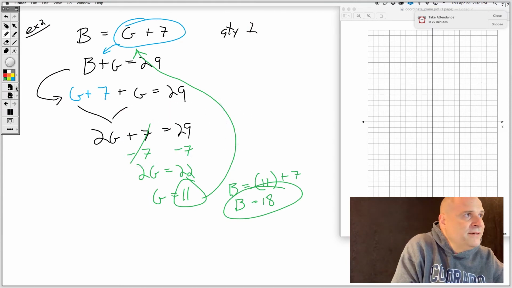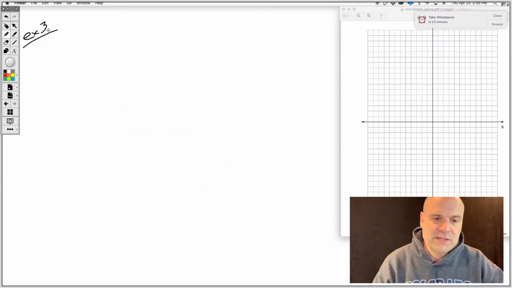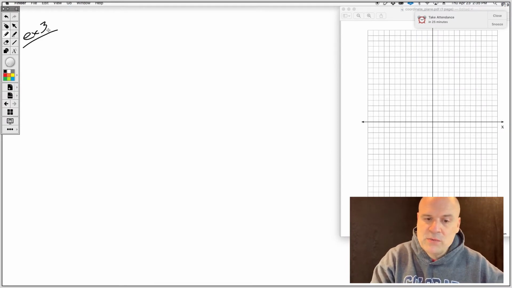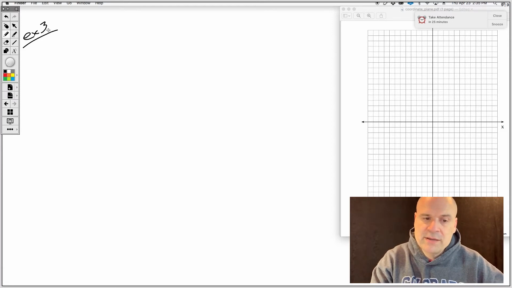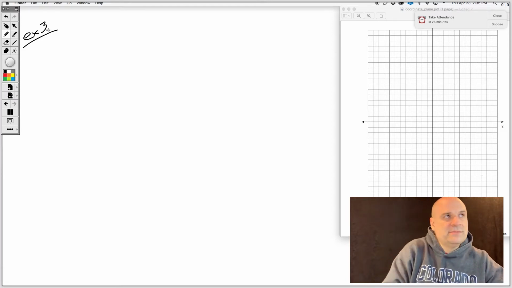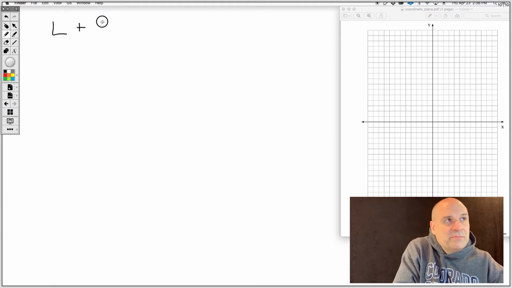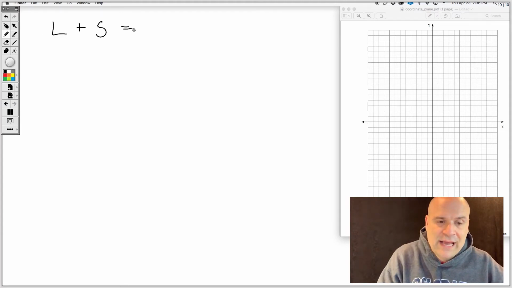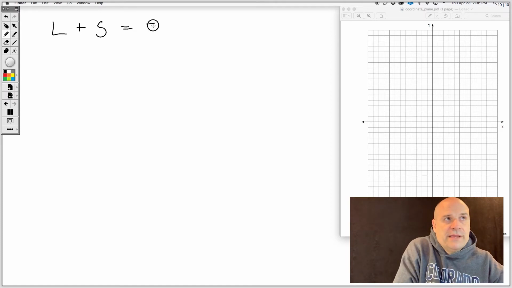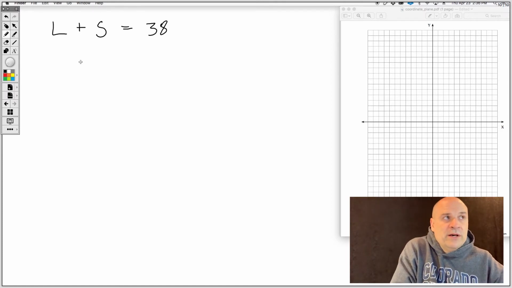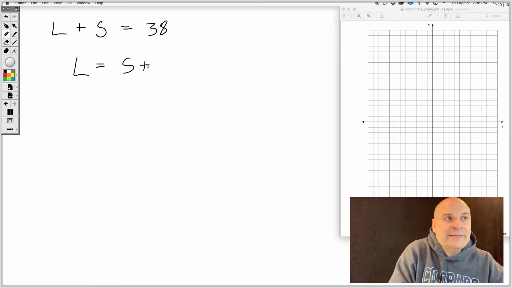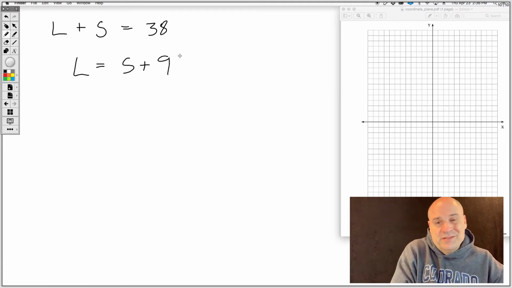Example 3. We are booking. Here's what it says. Philip cut a 38-meter rope into 2 pieces. The long piece was 9 meters longer than the short piece. Okay, what were the 2 lengths? So we have a long plus a short piece, and together they have to add up to 38 meters. It's a 38-meter rope, right? And we also know that the longer piece was 9 meters longer than the short piece. So does this make sense? Long piece is 9 more than the short piece, and together they equal 38.